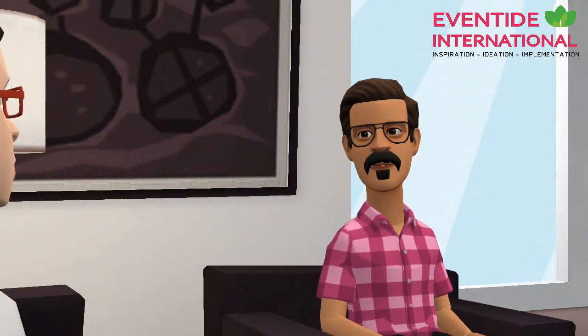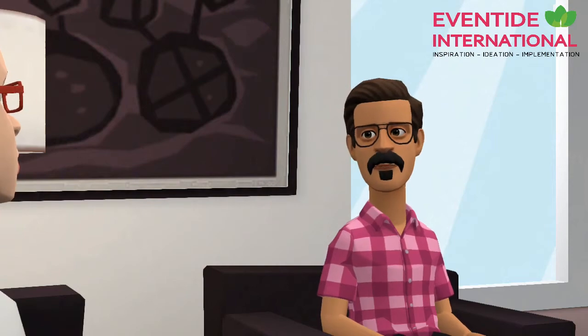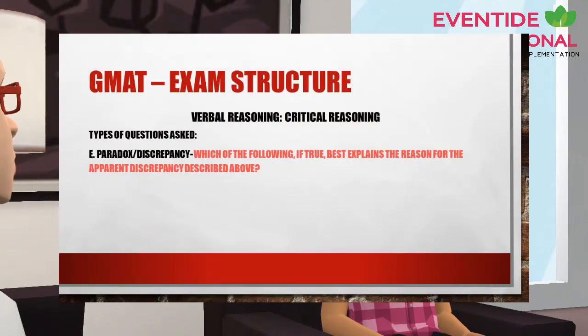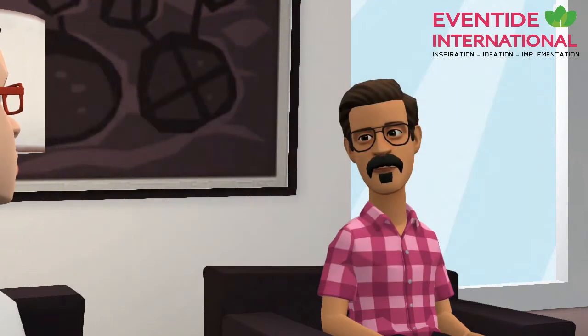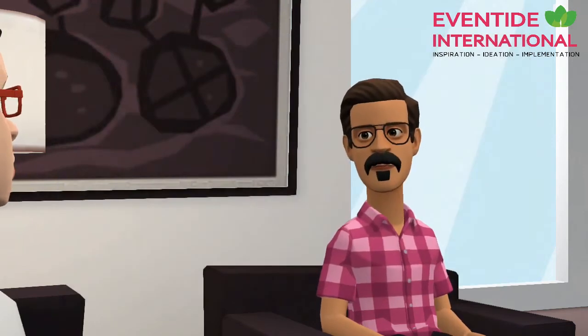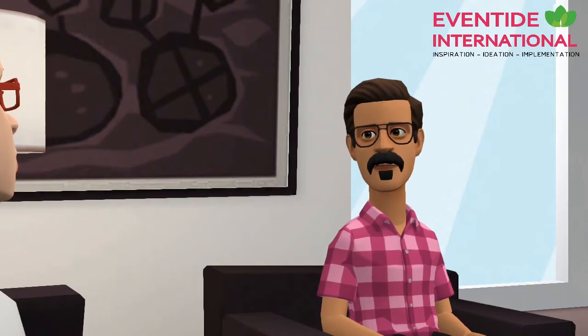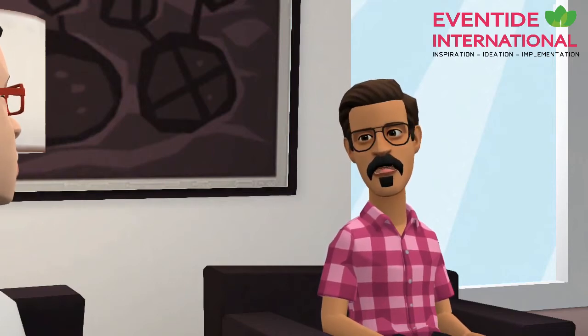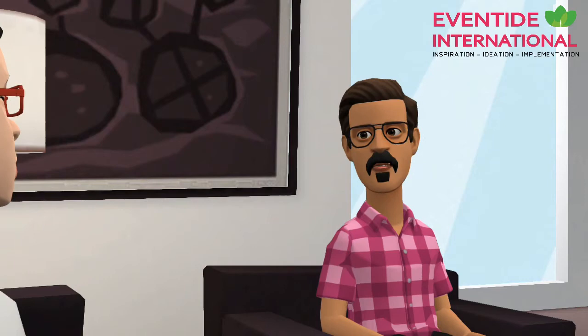The fifth and final type of question that you may face in this segment is the paradox type question. Again, you won't find many questions of this type. However, they always have been a part of the GMAT verbal segment. You will be given 5 options, and you will have to select the correct one that explains a discrepancy in the argument. Remember, the critical reasoning segment is a score booster for you.